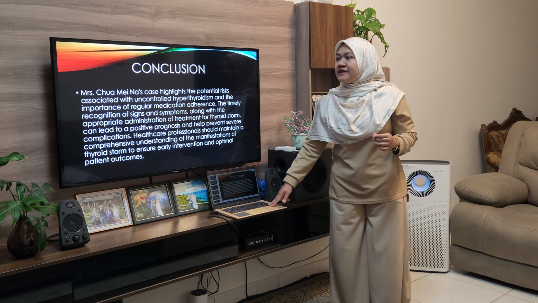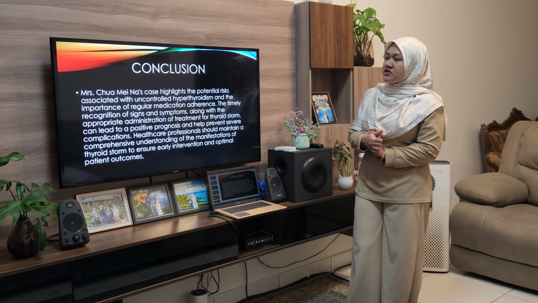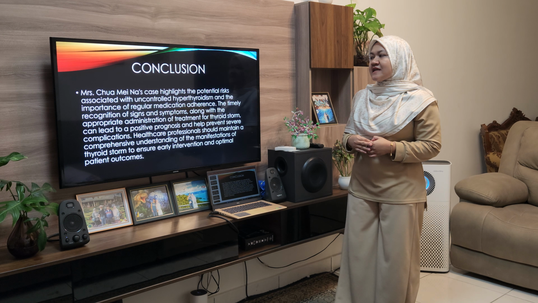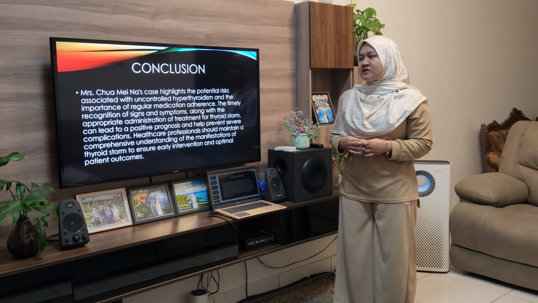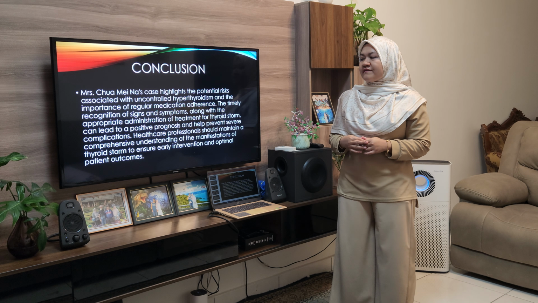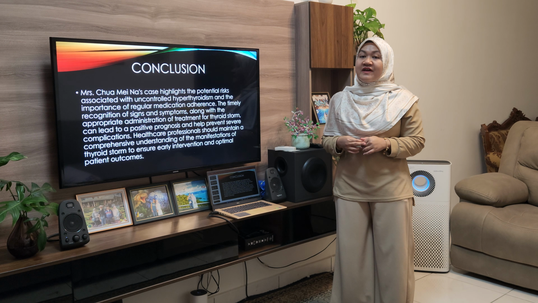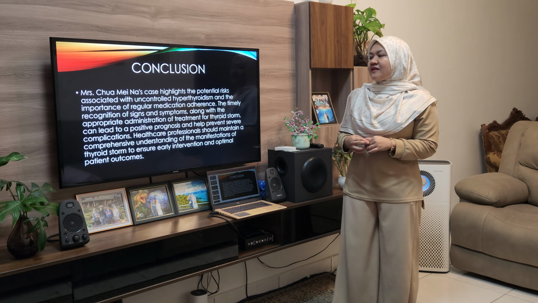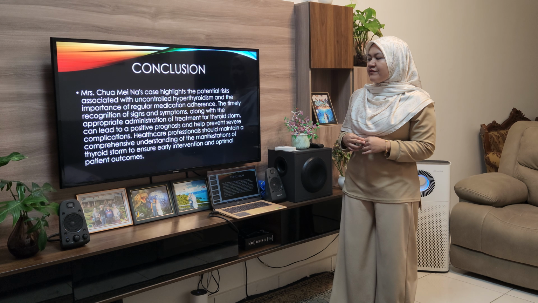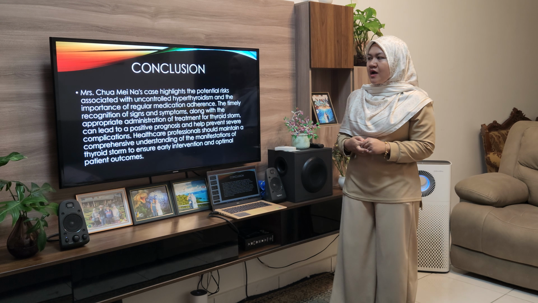The conclusion is that Mrs. Chua Mena's case highlights the potential risks associated with uncontrolled hyperthyroidism, and the importance of regular medication adherence. Timely recognition of signs and symptoms, along with appropriate administration of treatment for thyroid storm, can lead to a positive prognosis and help prevent severe complications. Healthcare personnel should maintain a comprehensive understanding of the manifestations of thyroid storm to ensure early intervention and optimal patient outcomes.